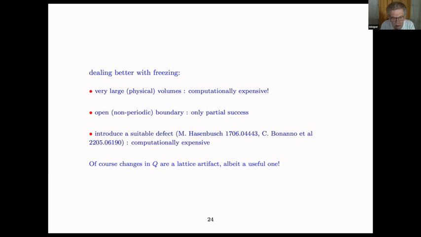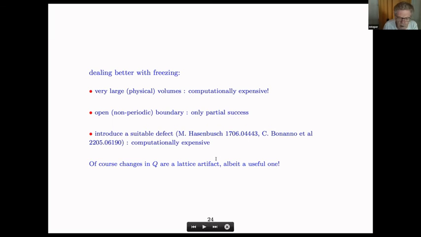Most recently, there's been a nice development where people have used a defect, originally introduced by Hasenbusch, I think with CP^N models, and recently taken over by Bonanno et al. You have a defect, and you make sure that everything follows the right weightings, but it's computationally expensive, it has to be said. The calculation Bonanno et al. did is very much more expensive than anything we did. So it's nice as a check, but at the moment it's probably going to be difficult in its present form to use in normal situations.